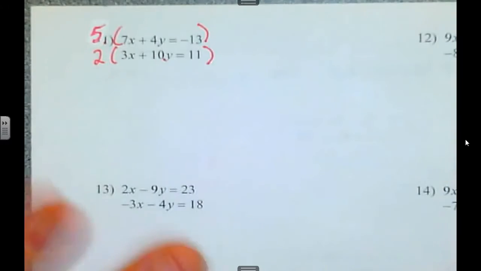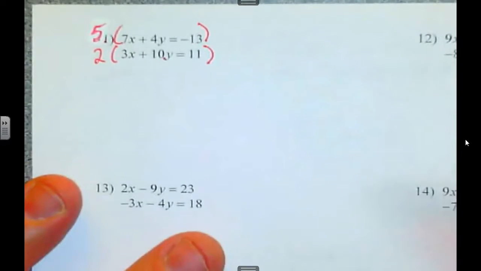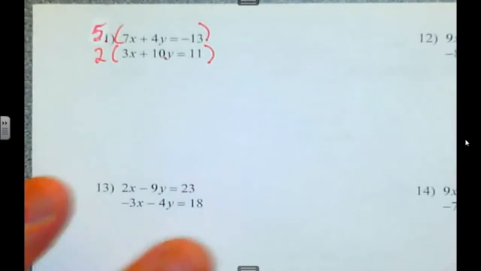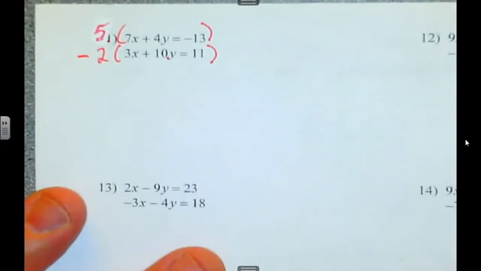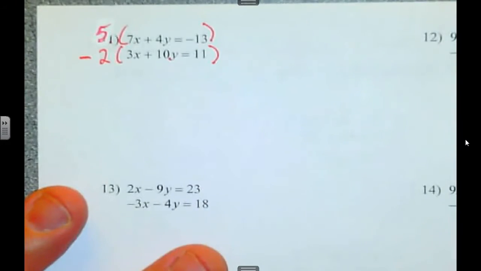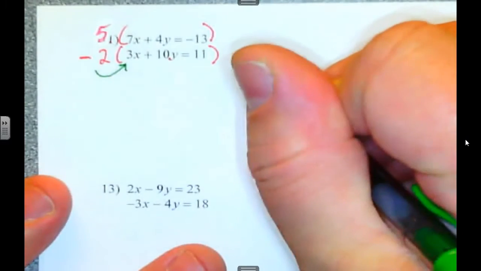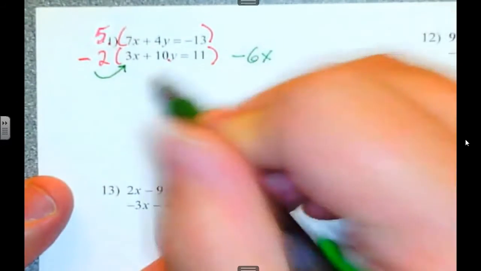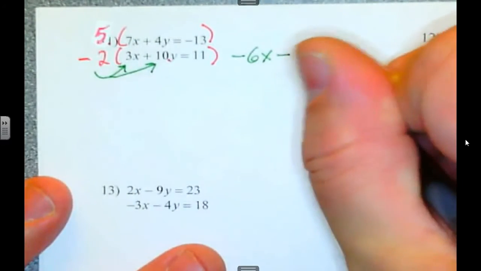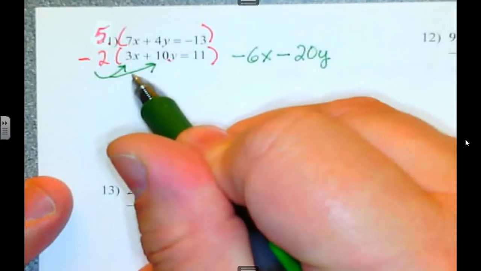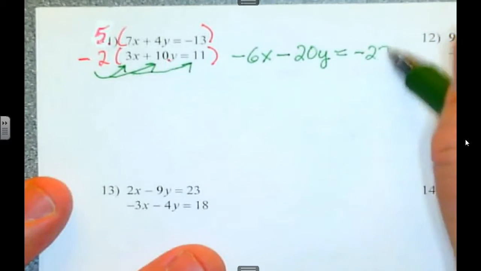All right, thank you. All right, so I have the same sign, which means I'm going to have to make one of these a negative. I don't care which one you make negative. I'm going to make negative 2 negative just because it's a smaller number. No other reason. Okay, negative 2 times 3x, negative 6x, negative 2 times 10y, minus 20y, negative 2 times 11, negative 22. You got to be careful.